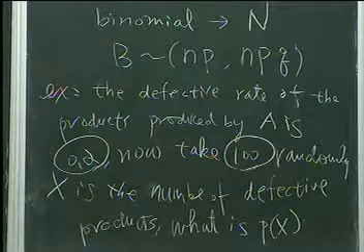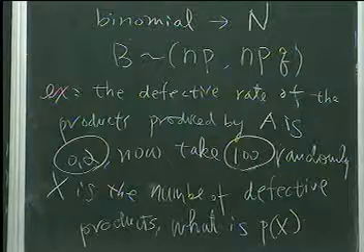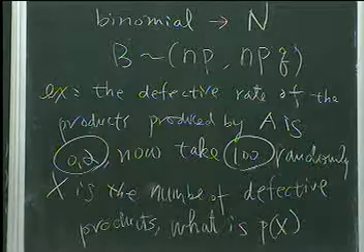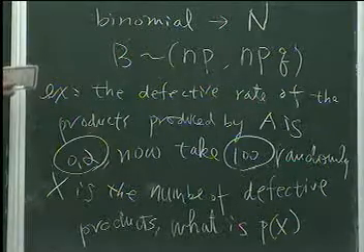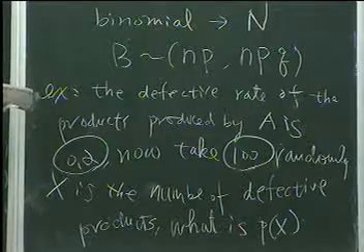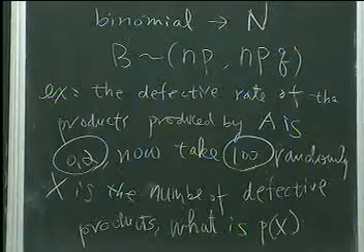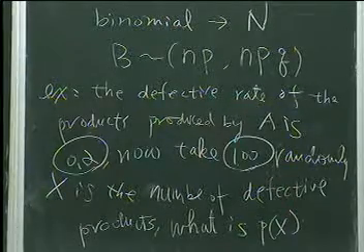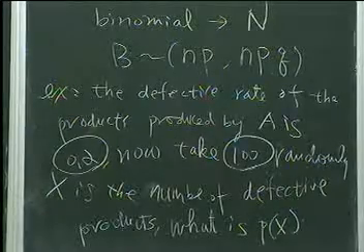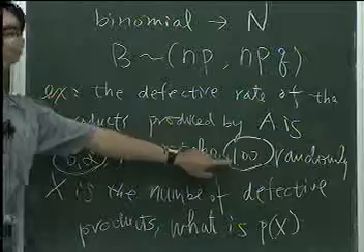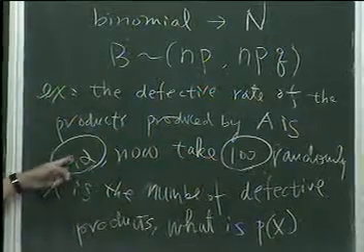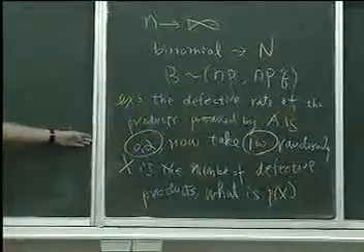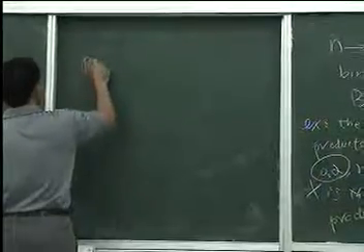So there are two ways to deal with this question. The first one is the binomial distribution. The second one is to use the normal distribution. Let us look at the binomial distribution first. So we take out 100 samples, and the defective rate is given. Probability of X.